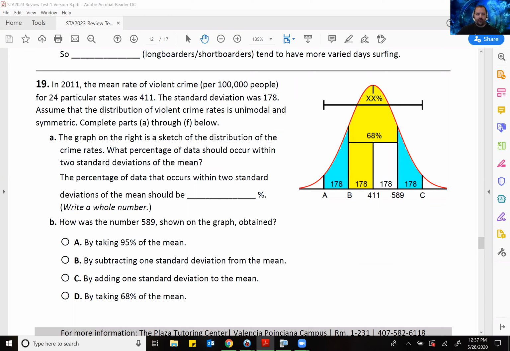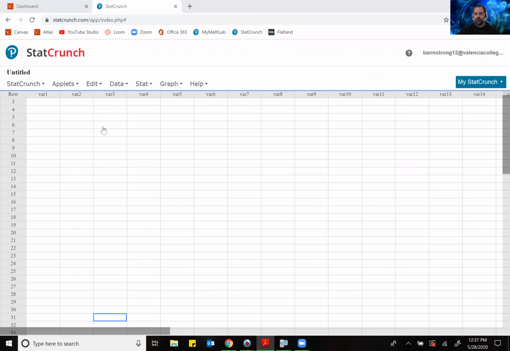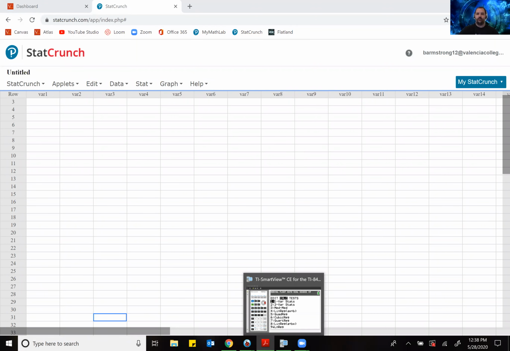So hold on. We're going to go back and do number 18 real quick. She's got me some data. And I'm going to run this in StatCrunch instead of on the calculator. That way I can get both pieces of information up on the screen at the same time. Okay? Good. I'm glad you all agree.